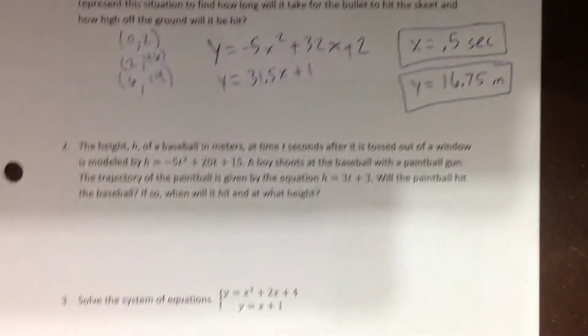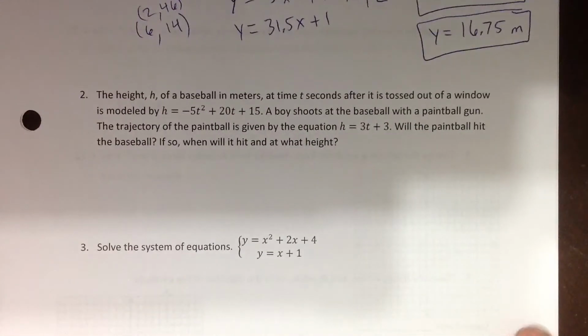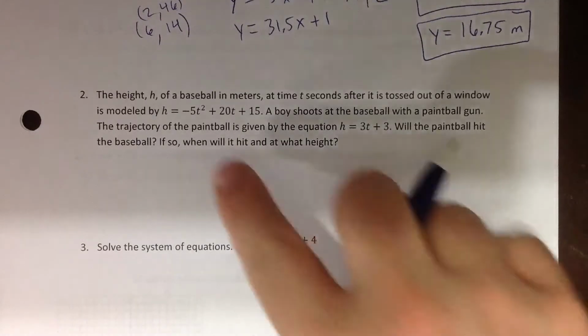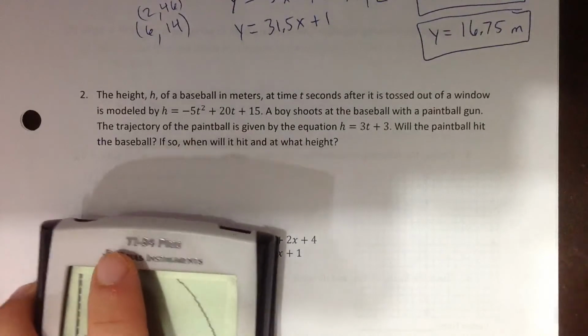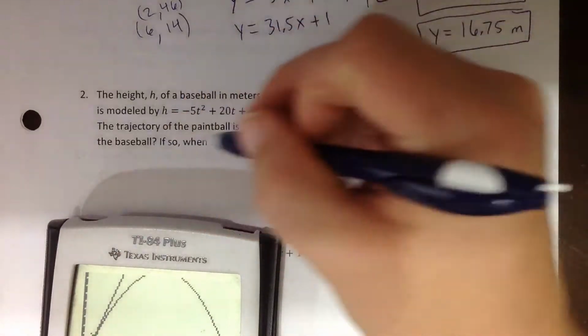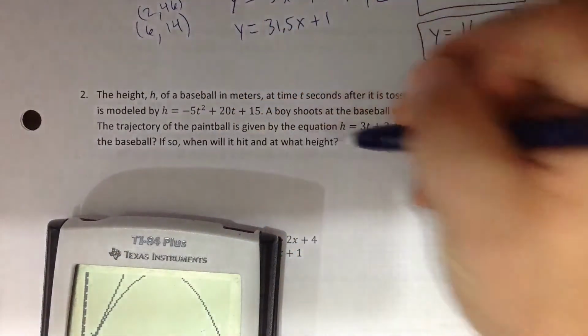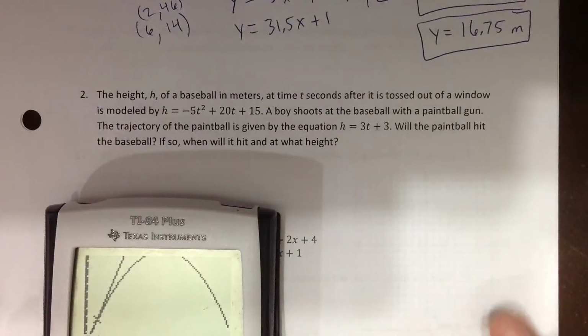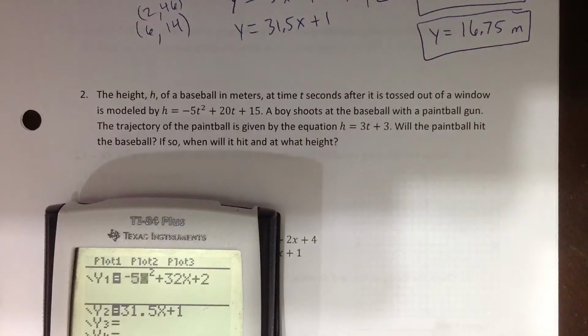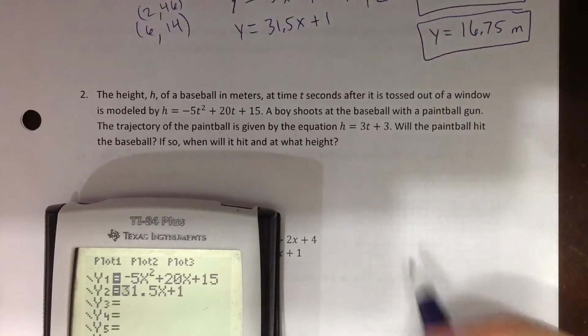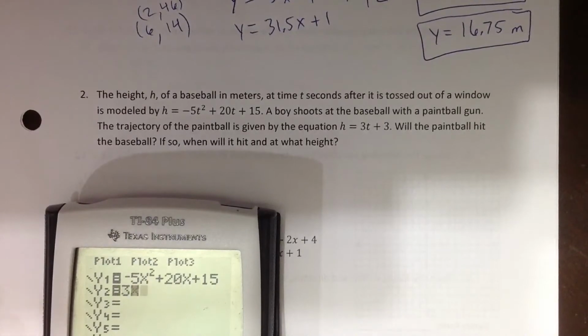Alright, number 2. Got a baseball being thrown out a window, and they're testing their accuracy with paintball guns, seeing if they can hit it. There's the two equations. It's already ready. We just need to know, will the paintball hit the baseball? If so, when will it hit it and at what height? And so we'll go back, negative 5x squared plus 20x plus 15 and 3x plus 3.